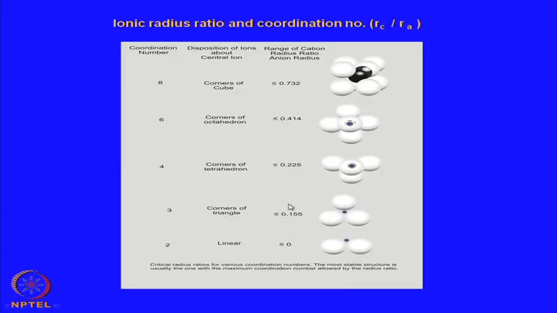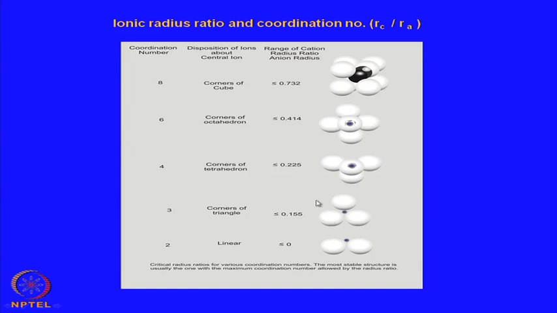You can see 0.155, okay. That is the ratio of RC by RA. RC by RA means cation radius by the anion radius. The cation is smaller and the anion is larger. So, 0.155 is the critical ratio for this triangular coordination or threefold coordination. Threefold coordination can exist, as I have mentioned earlier, even if this ratio is slightly larger, but it cannot be less than this value.